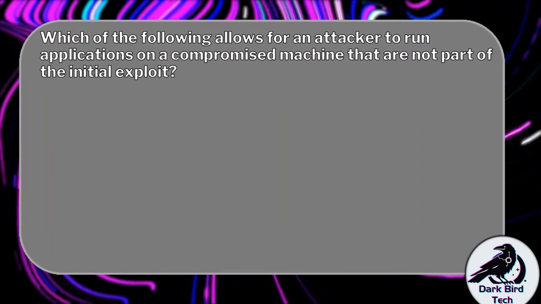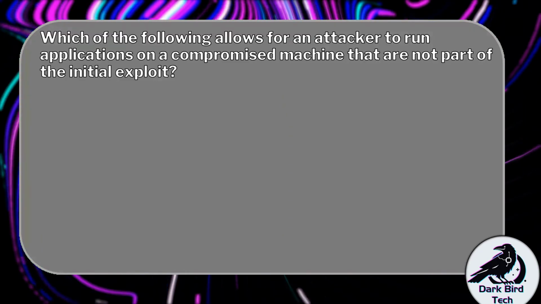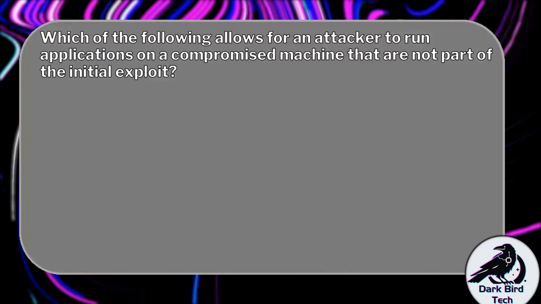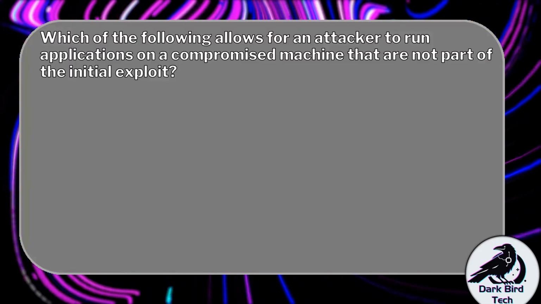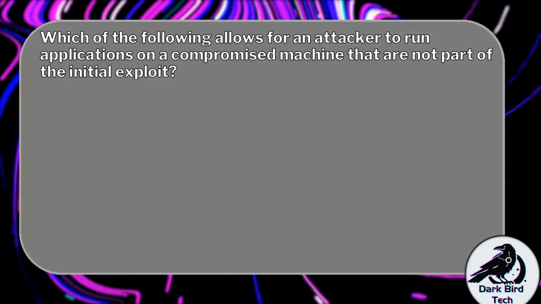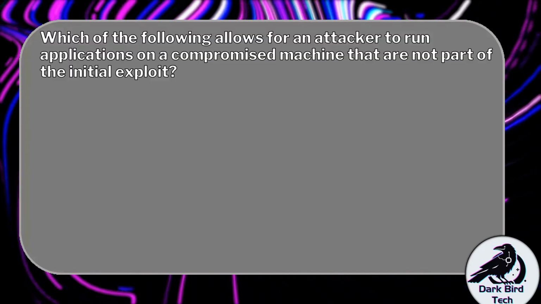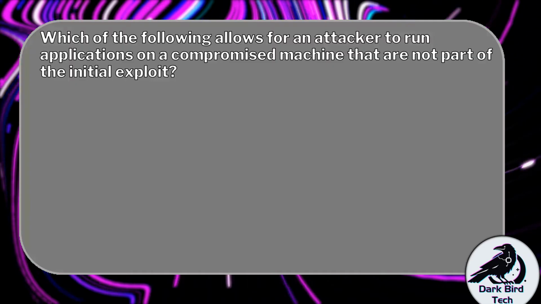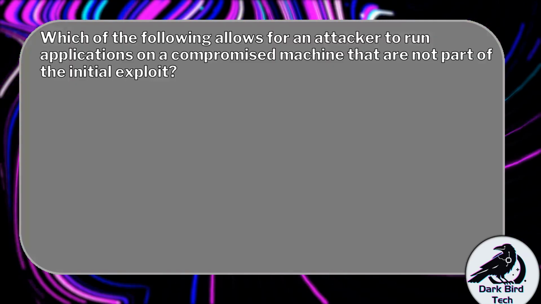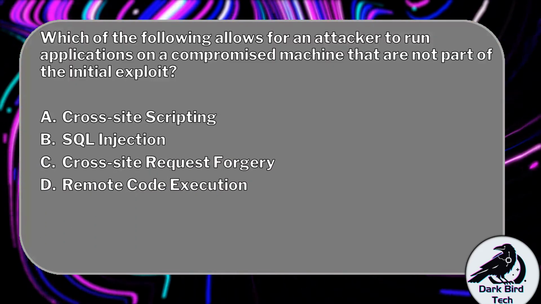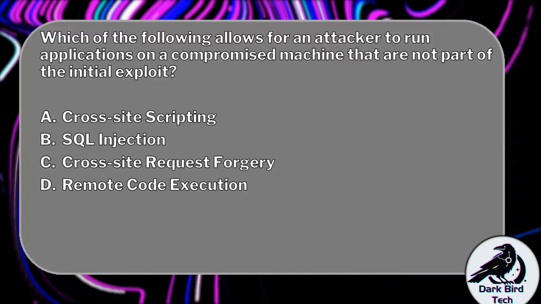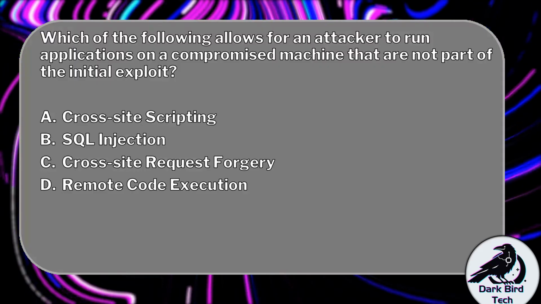Which of the following allows for an attacker to run applications on a compromised machine that are not part of the initial exploit? Okay, that's interesting. So, I'm going to give you guys a chance to think about what you'd like to see. You can pause if you need to. Otherwise, here are the options. Cross-site scripting, SQL injection, cross-site request forgery, and remote code execution.